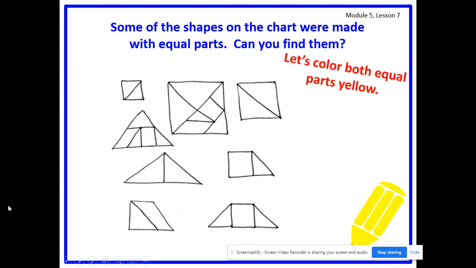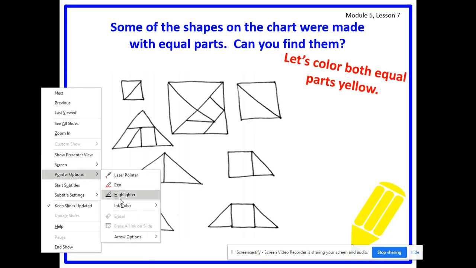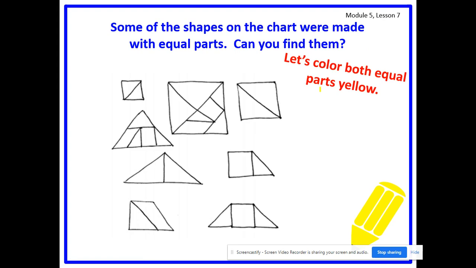Look at these shapes. Some of these shapes on the chart were made with equal parts. Can you help me find them? Well, let's see. I am going to get my yellow highlighter because it says to color both equal parts yellow. So look at this big shape that we have right here. What is this shape? Yes, a square. And do you see all the parts used to create this big square? Well, let's count them. 1, 2, 3, 4, 5, 6, 7. So we have 7 parts.